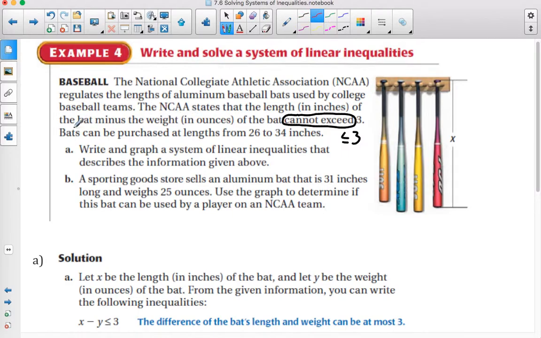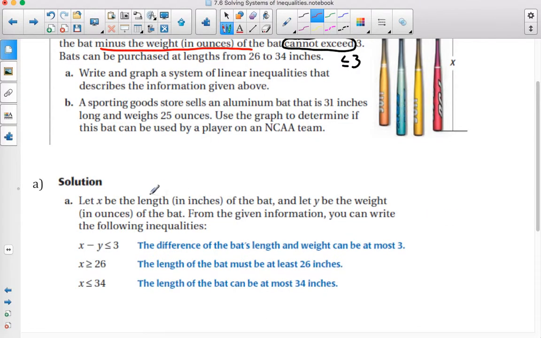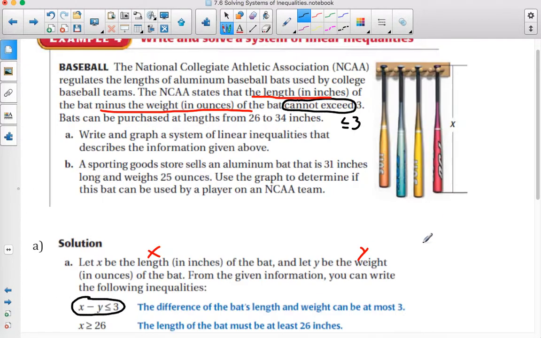They told us the length in inches minus the weight cannot be more than 3. And we already said length is x, weight is y, so x minus y has to be less than or equal to 3. There's our very first inequality. They also say the following.